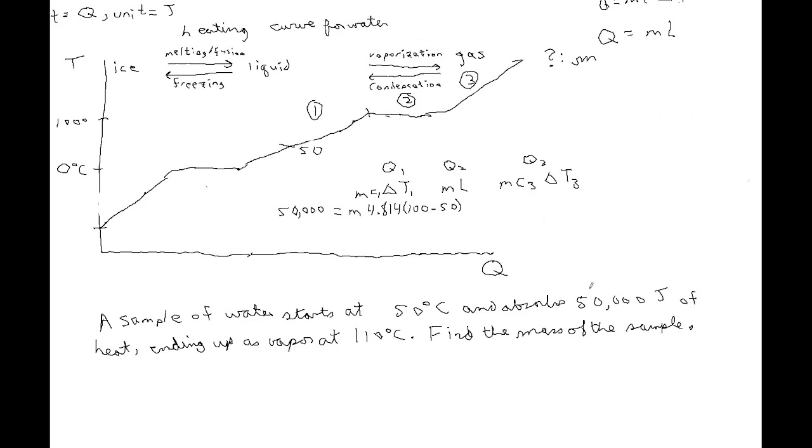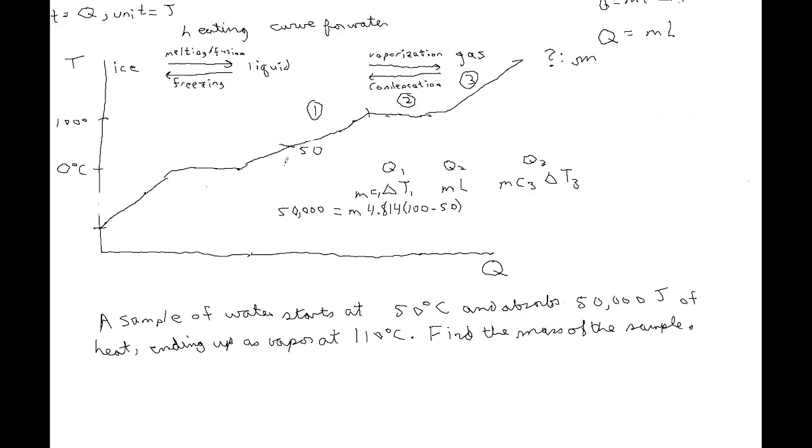But then you actually set 50,000 equal to Q1. You did 50,000 equals Q1, but that's incorrect. The 50,000 is not just the heat from step 1. Right?